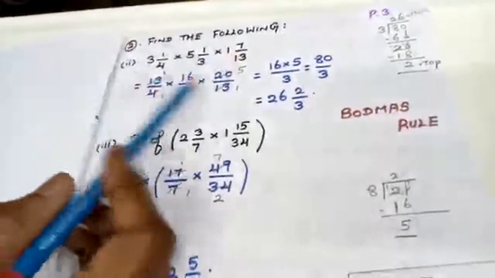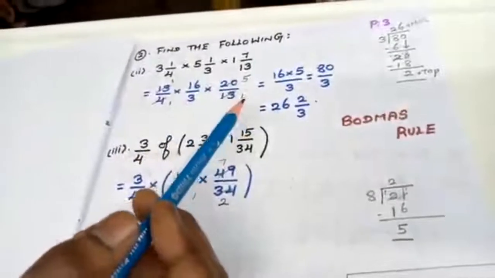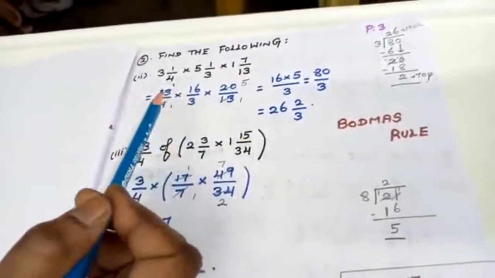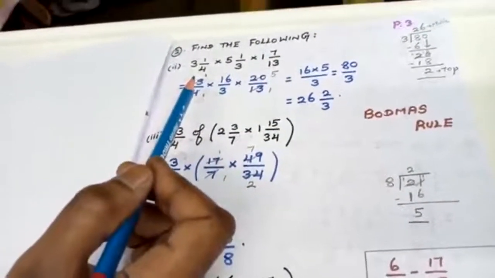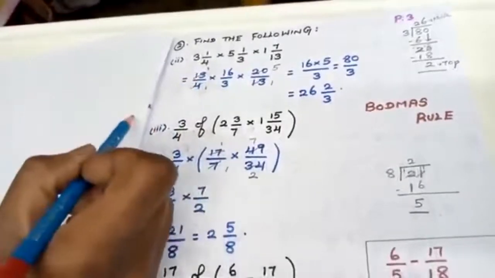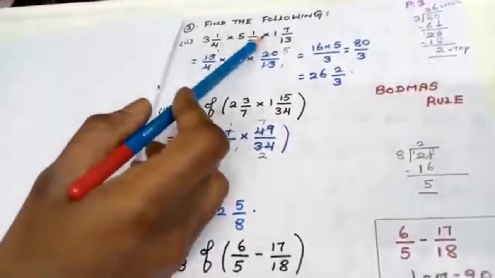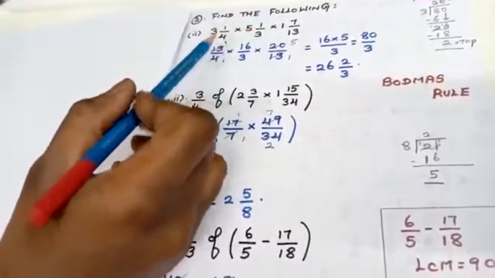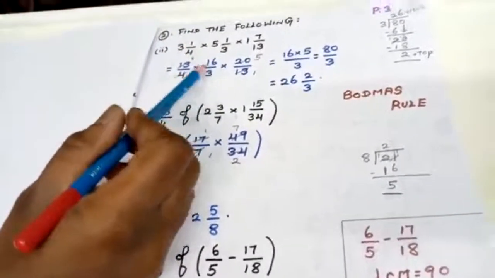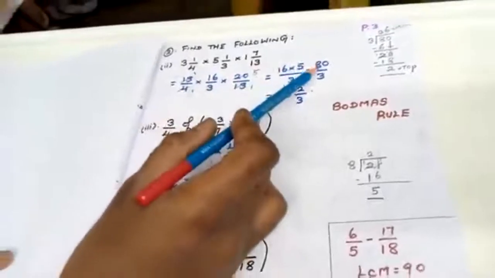Question number 2. Find the following. Same calculation students, but you have to be careful. If it is necessary, if you are going to get 3 or more operations together, you are going to use BODMAS rule. The first question, you are going to get only multiplication. Convert the mixed into proper fraction. After converting, cancel the terms. You will get the answer as 80 by 3.